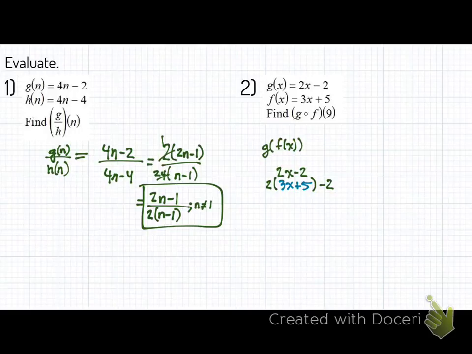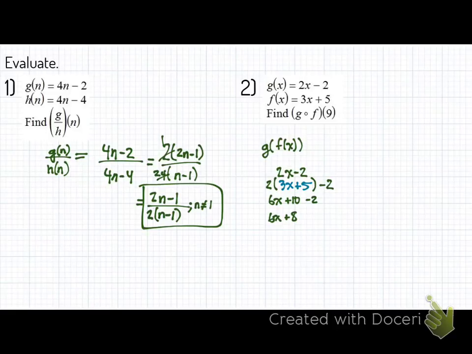Okay? And now I'm just going to evaluate this. 2 times 3x is 6x. 2 times 5 is positive 10. And then we got minus 2 at the end. What's 10 minus 2? 8. So we got 6x plus 8, right? That's when we combine the precedent function with f of x.